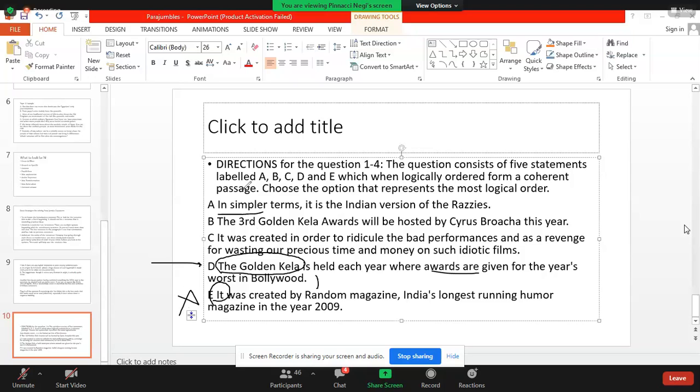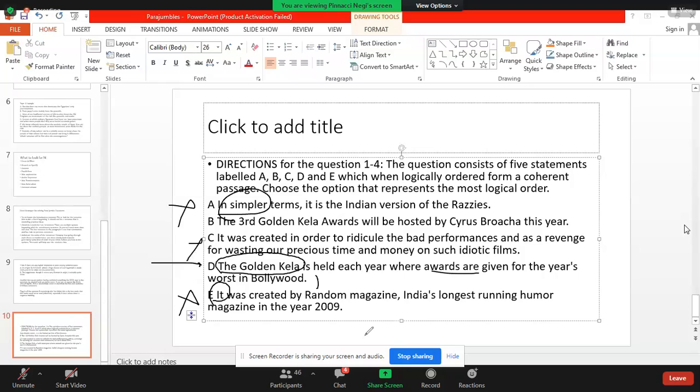This one says in simpler terms. This cannot be your opening sentence. In simpler terms, what did I say? The introductory sentence should not draw from some previous idea. So in simpler terms would be explaining something which has been said before. So it can't be your opening sentence. Again, it was created, what was created, right?